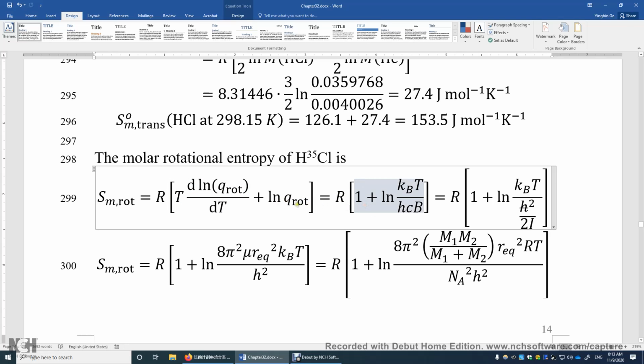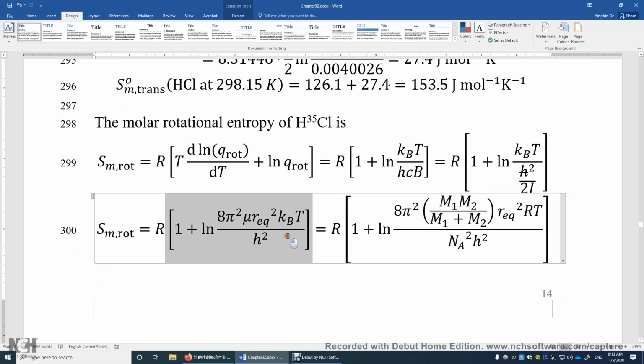The second term is the logarithm of the rotational partition function. And hcB is equal to h bar squared over 2I. Why is that? This is how B, the rotational constant, is defined. We defined B this way to ensure hcB is equal to h bar squared over 2I. This is just by definition. Then we can flip this 2I up, and h bar is h over 2 pi. So we get this formula.